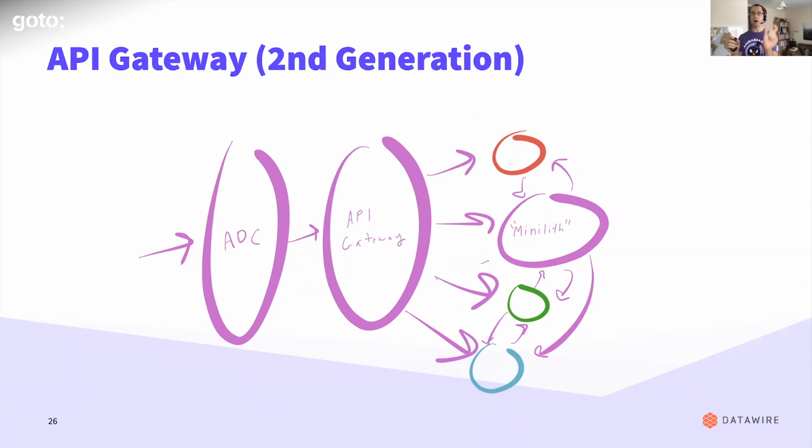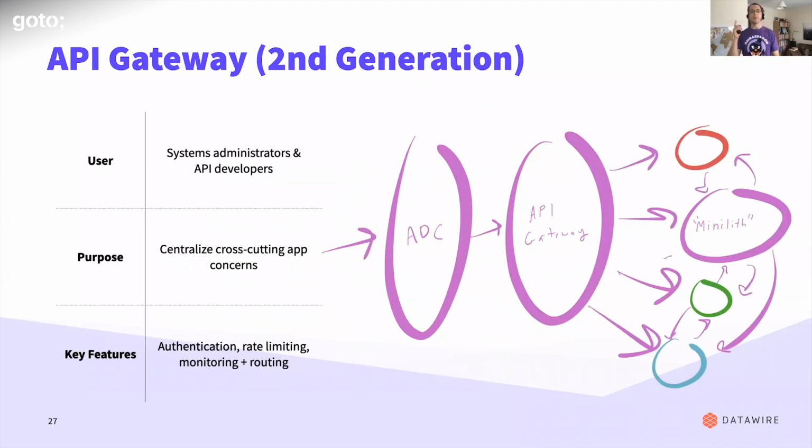We had different components in the stack being responsible for different things. And this is kind of like separation of concerns, single responsibility, all good things we know and love from any kind of software development. And it's becoming a thing around this time frame. The target users were still sysadmins and API developers and app developers. Centralizing cross-cutting concerns was the main goal with second-gen API gateways.